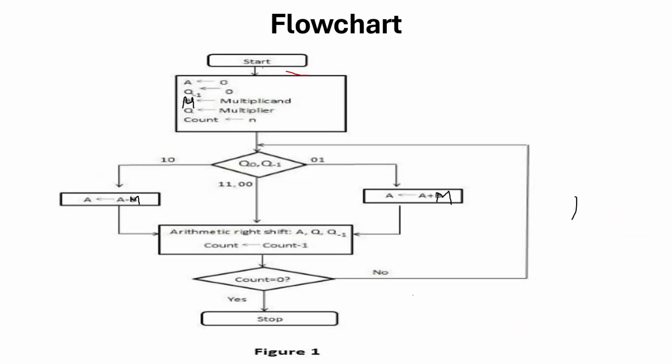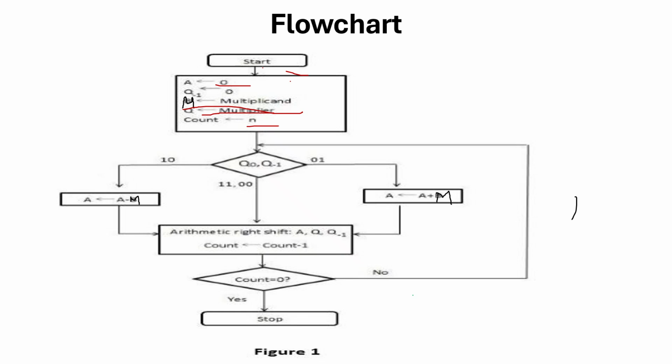This is the flowchart of Booth's algorithm. So we have to load three key registers. The first is the accumulator. The value of the accumulator will be 0. Second is the multiplicand, and the third one is the multiplier. And again the Q minus 1 will be 0, and the count will be equal to n. So n will be the number of bits present in the multiplicand or multiplier. Since we are taking 5-bit numbers here, the count will be 5. So the iterations again are 5.